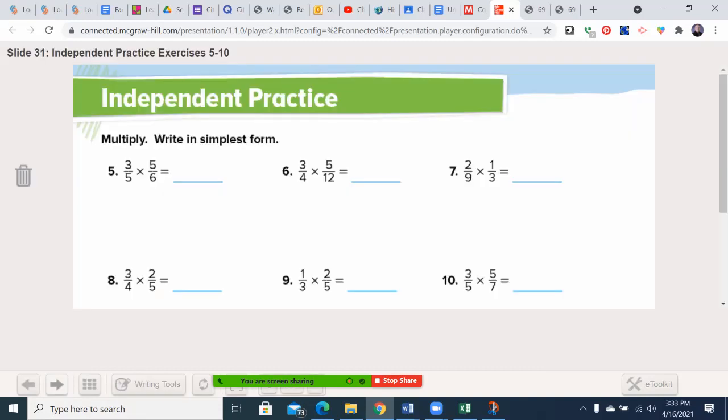All right, go ahead. And now you don't have to draw it out if you don't need to. Do numbers 5, 6, and 7. Go ahead and pause your video now.